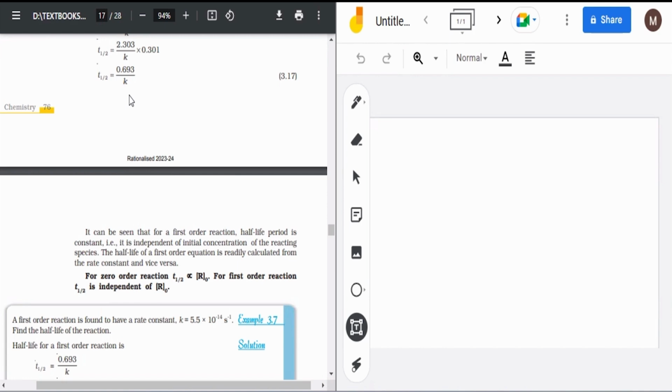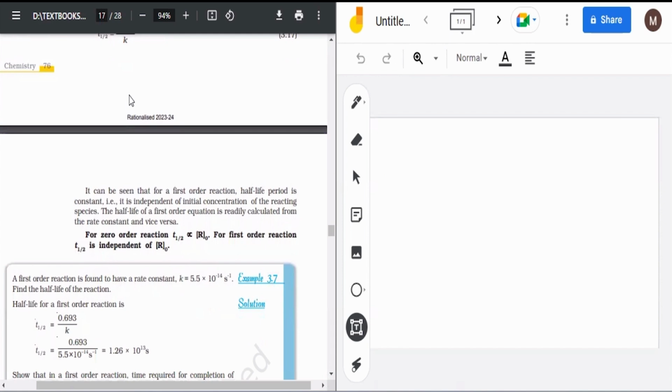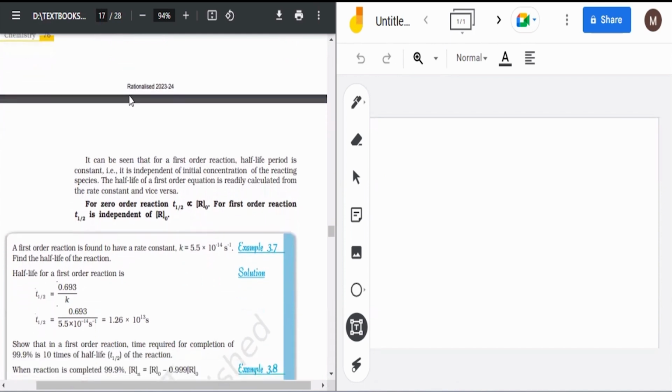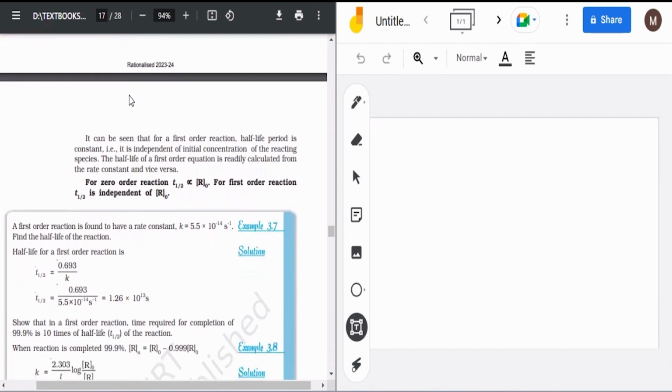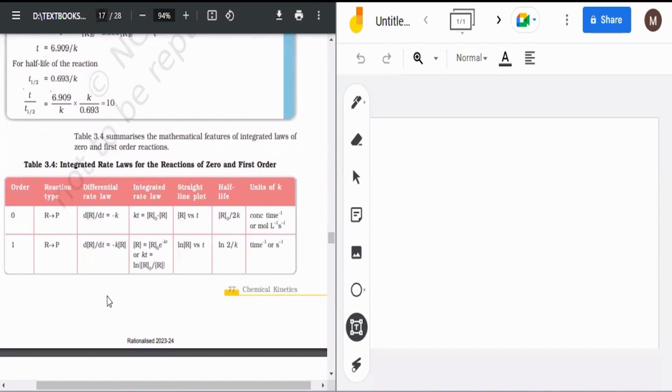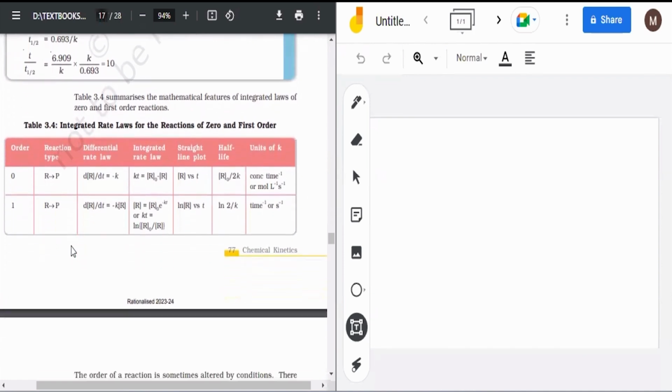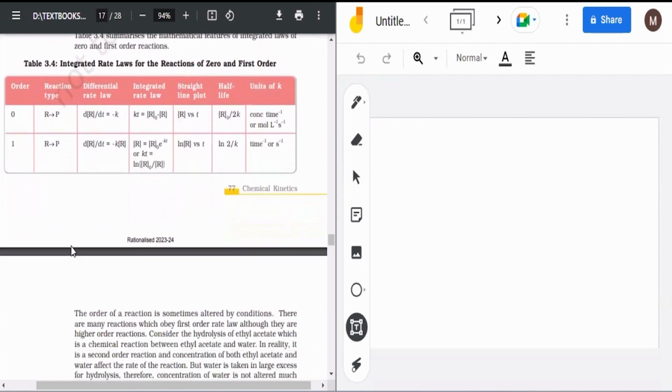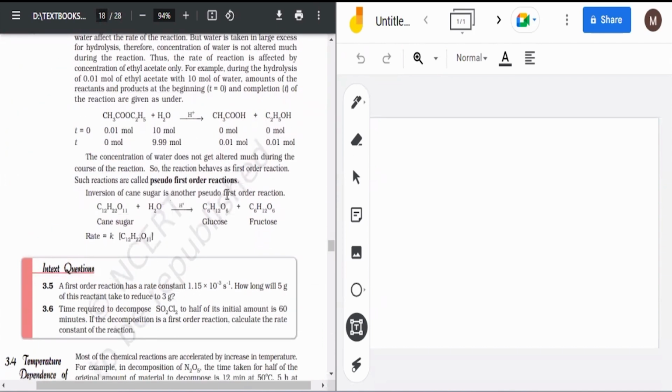ठीक है, then half life of first order reaction is readily calculated from the time constant and vice versa. Okay, then this is a table for zero and first order reactions which we have just studied, so you can revise it from here if you want. Then comes pseudo first order reactions. What are pseudo first order reactions?